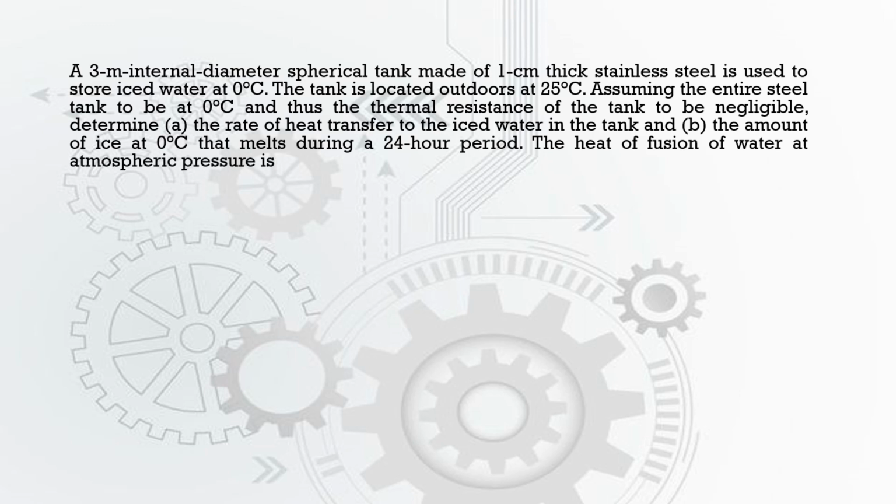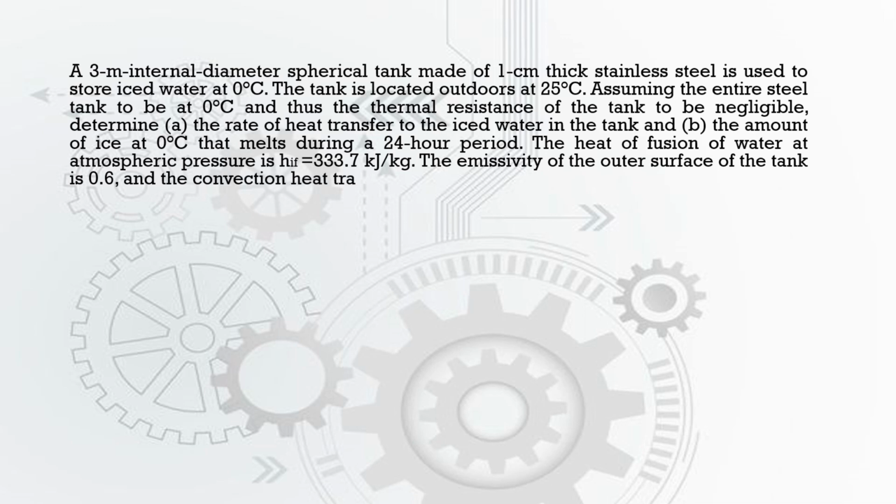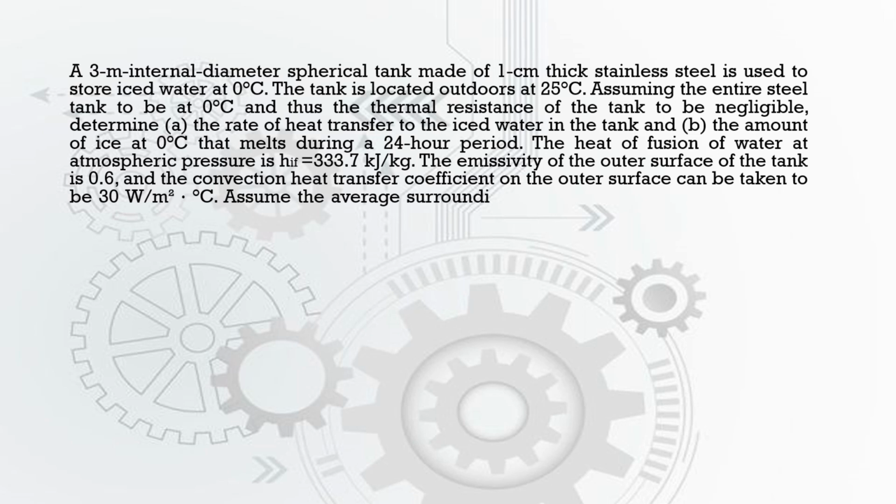The heat of fusion of water at atmospheric pressure is 333.7 kilojoules per kilogram, and the emissivity of the outer surface of the tank is 0.6, and the convection heat transfer coefficient on the outer surface can be taken to be 30 watts per square meter degree Celsius. Assume the average surrounding surface temperature for radiation exchange to be 15 degrees Celsius.